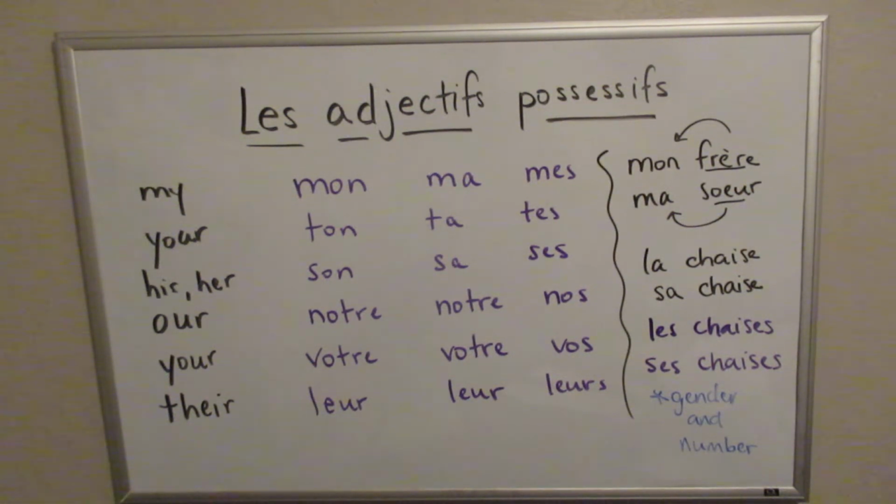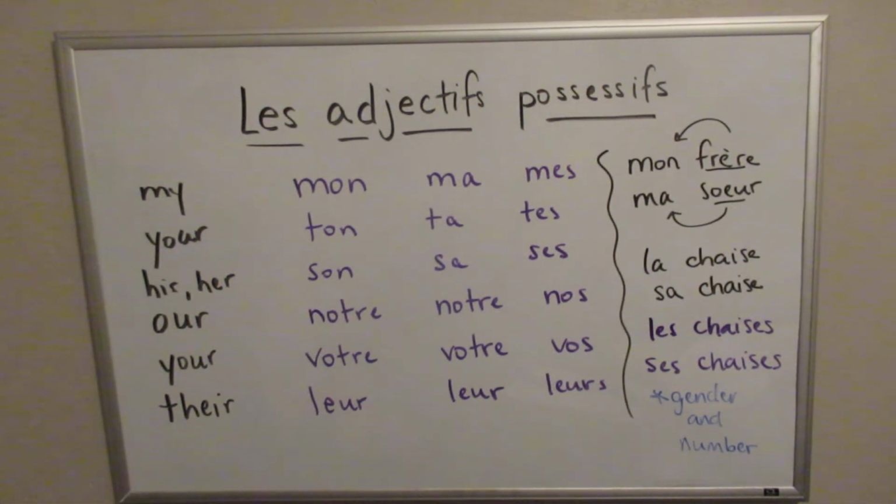If I want to say my brother, mon frère, I'm using mon, not because I'm a boy, but because my brother is a boy. And I'm only talking about one brother, so I'm going to use the singular mon. Same if I'm talking about my sister, ma sœur. I'm going to use ma, not because I'm a girl, but because I'm talking about my sister, ma sœur, and she's a girl. So if we look in objects, sometimes this becomes more clear.